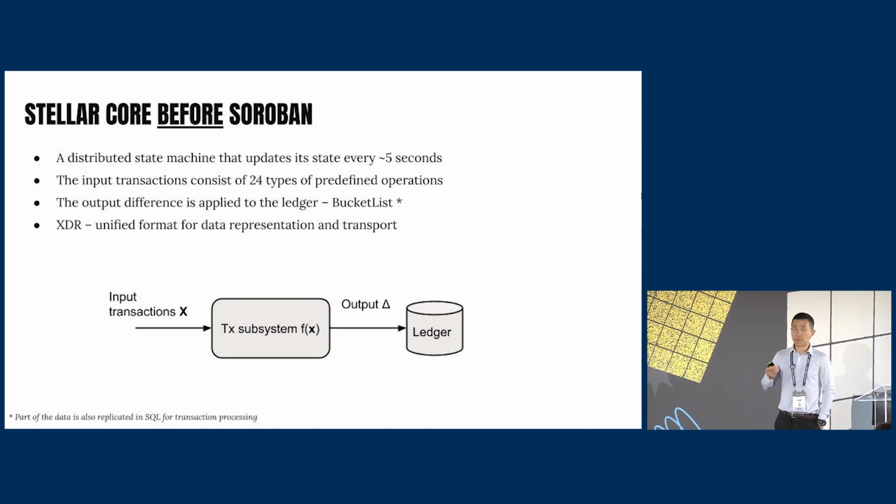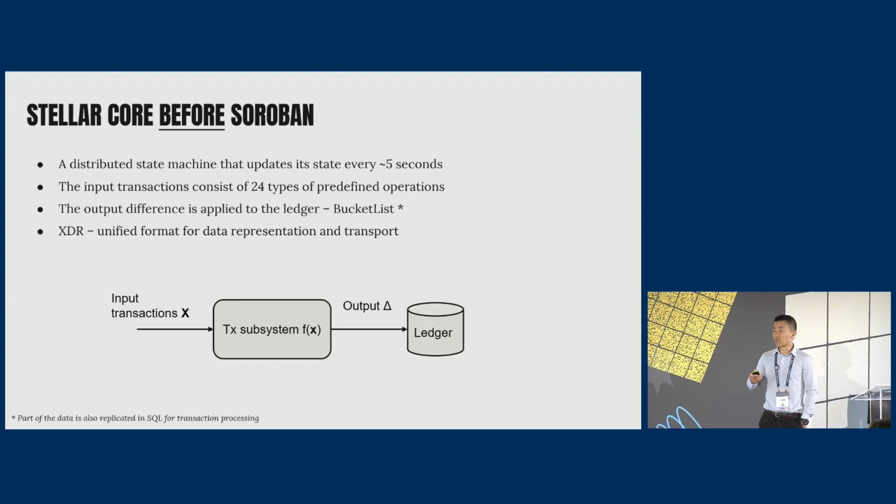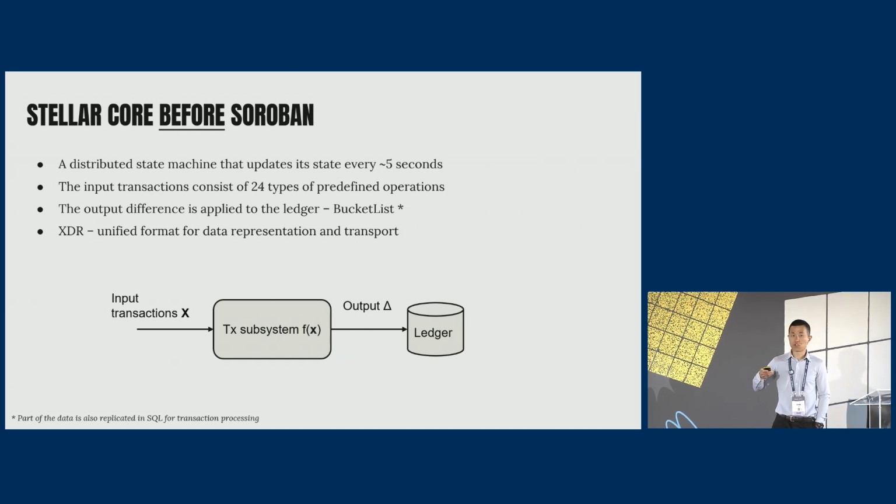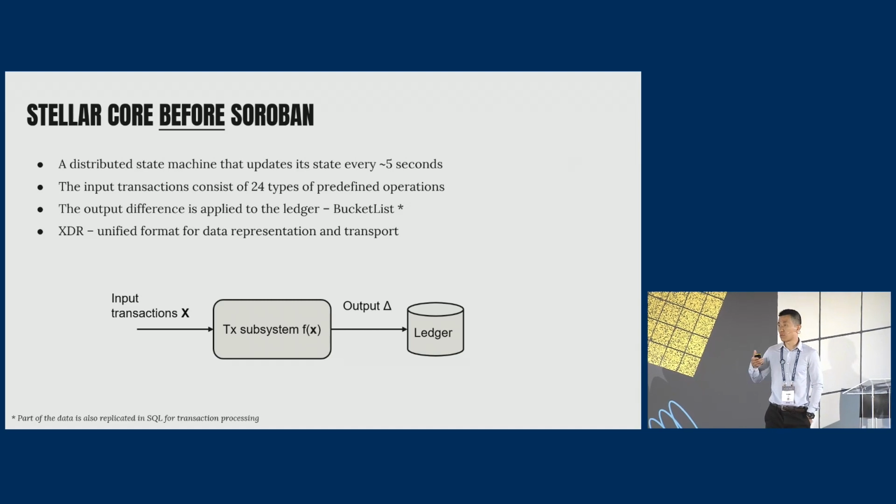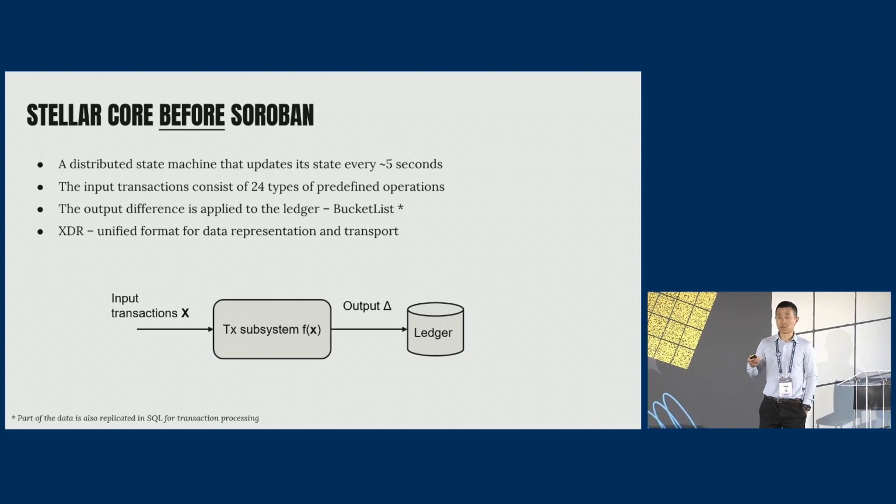So currently, before Soroban, the available set of transactions are fixed. There are 24 types of transactions: create account, deal with trust lines, etc. And there's a unified language called XDR, or externalized representation. That is a uniform format for different Stellar components to talk to each other, represent data, and transport data.